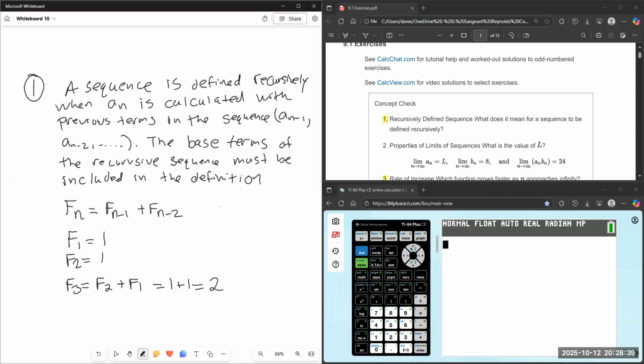And I have F2 and F1 to say 1 plus 1 is 2. So the Fibonacci sequence is 1, 1, 2, and then I can keep going here. F4 would be F3 plus F2, which is 2 plus 1 is 3, and so on. And you can see that if I add the two previous terms, I get the next term. But I have to tell you what to start with here to have the Fibonacci sequence. And I should call that sequence of F sub n's.